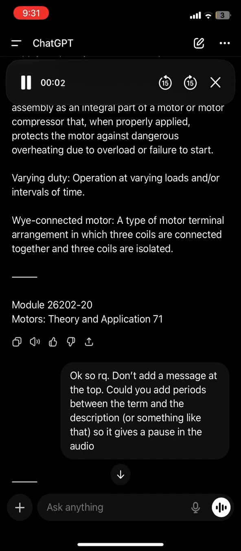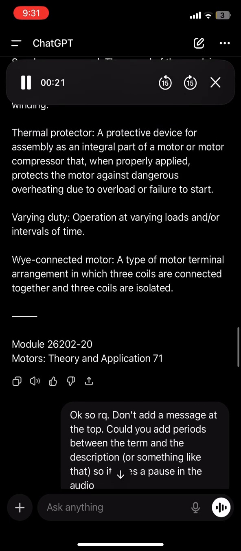Terms introduced in this module: armature, the rotating windings of a DC motor; branch circuits, the circuit conductors between the final overcurrent device protecting the circuit and the outlets; brush, a conductor between the stationary and rotating parts of a machine, usually made of carbon; circuit breaker, a device designed to open and close a circuit by non-automatic means and to open the circuit automatically on a predetermined overcurrent without injury to itself when properly applied within its rating.